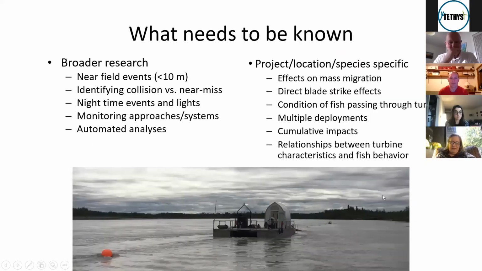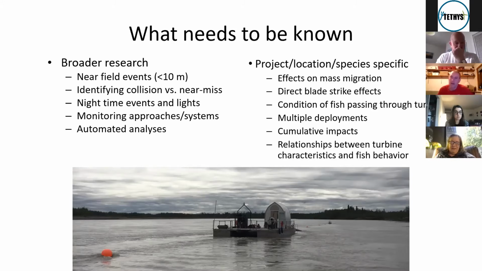So what needs to be known? To me, probably one of the more important slides, because there really isn't a lot known and we have a lot to learn to better inform modeling efforts. And so I've broken this down into two categories: broader research that would apply across different sites, and then project, location, and species specific information that needs to be known for research efforts at different sites. And so the broader research involves understanding near field events, and these are understanding encounter and behavior around turbines, and this was taken from the literature at less than 10 meters.